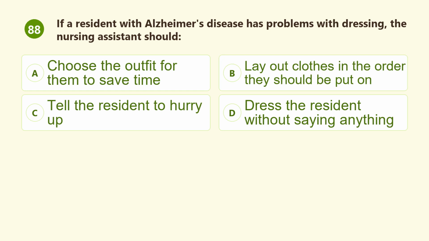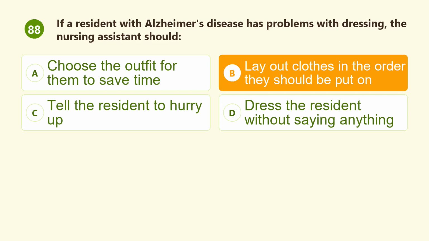Question 88. If a resident with Alzheimer's disease has problems with dressing, the nursing assistant should: Option A, choose the outfit for them to save time. Option B, lay out clothes in the order they should be put on. Option C, tell the resident to hurry up. Option D, dress the resident without saying anything.